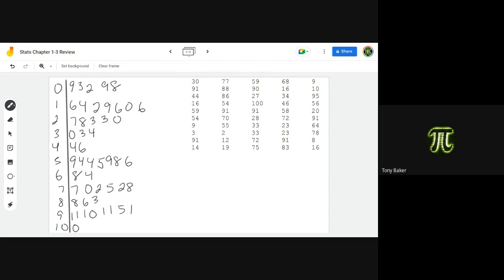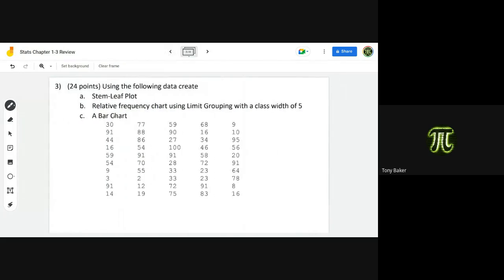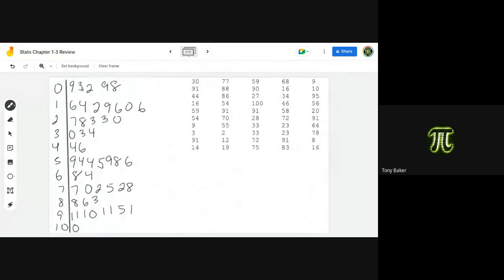I could see why you would want to use the double stem for this one, because the second question says class width of 5, so it kind of makes more sense to you. That's fine. Notice the bar chart did not say it had to be class width of 5. So you could technically have done the bar chart with the groupings like this, or you could have done it with the groupings of 5. That's up to you on how you want to do it. Both will get you the correct answer. All right. So as long as you've done what I've asked you correctly, you're fine.